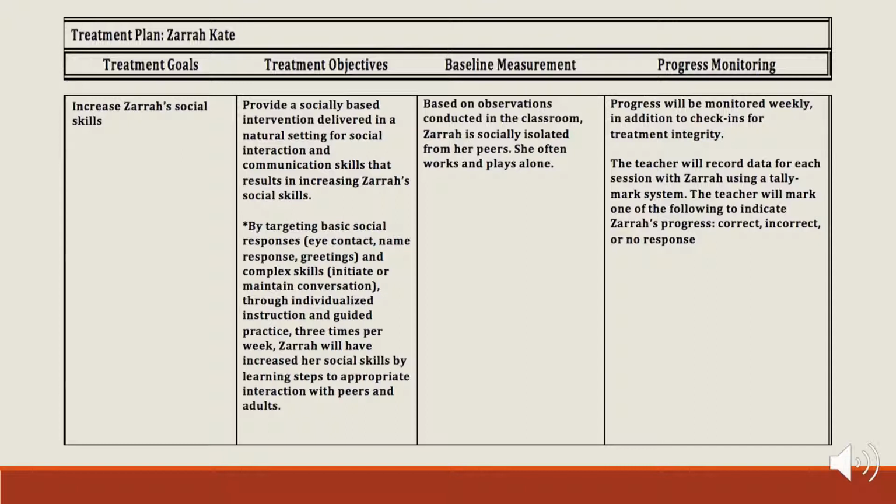Another treatment goal for Zara is to increase her social skills. The treatment objective is to provide a socially based intervention delivered in a natural setting for social interaction and communication that results in increasing Zara's social skills by targeting basic social responses such as eye contact, name response, and greetings, and complex skills such as initiating and maintaining conversations through individualized instruction and guided practice 3 times per week. Zara will have increased her social skills by learning steps to appropriate interaction with peers and adults.